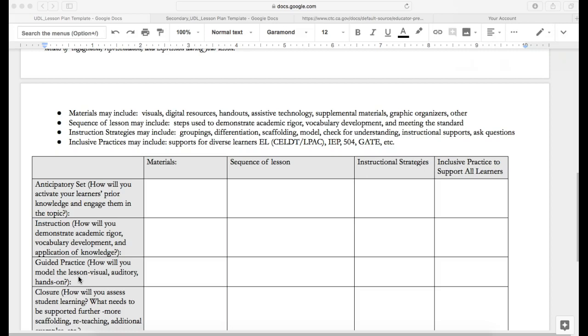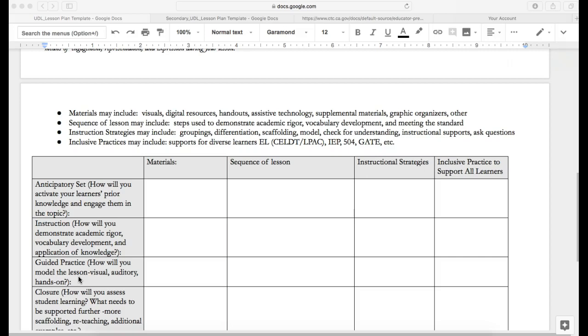Any sort of supplemental material, so this could be workbooks that go with the textbook that the district's adopted, or this could be, you know, in a science class, maybe some rocks or examples of geology or that type of thing. Could be graphic organizers, and then there's many, many others.